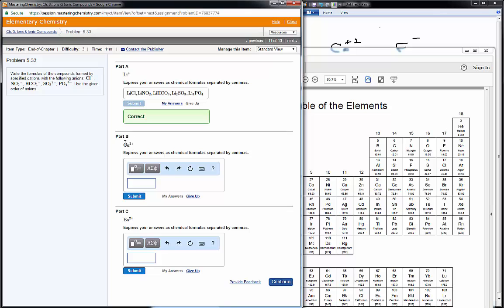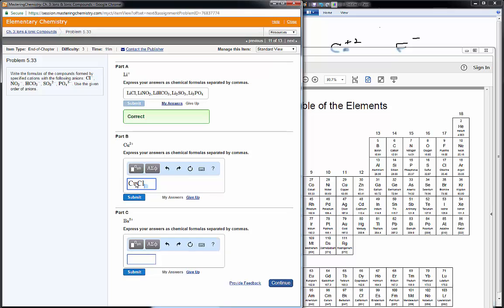All right, I'm going to do the same thing now with copper. Copper 2+. So if I do copper 2+ with chlorine 1-, I need 2 chlorines to balance out the charge from the copper. So CuCl2. And I'm done.